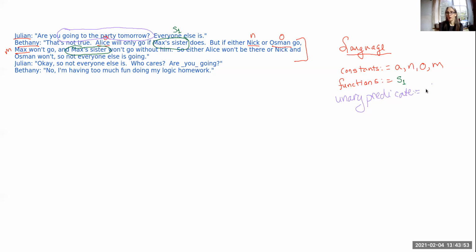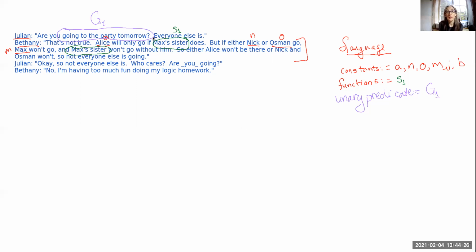So we'll call it capital G. It's also a one-place predicate, and it just is going to the party tomorrow. So we'll fold it all into one. Now that we have this, because we've got statements like everyone else is going to the party tomorrow, that implicitly is covering both Julian and Bethany. So let us go in and add their constants as well.